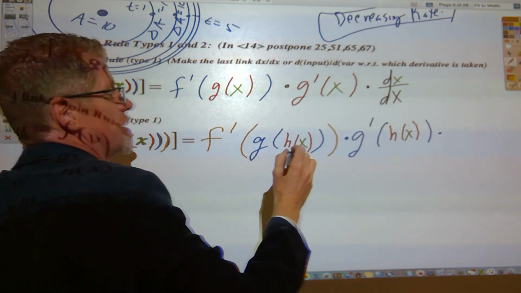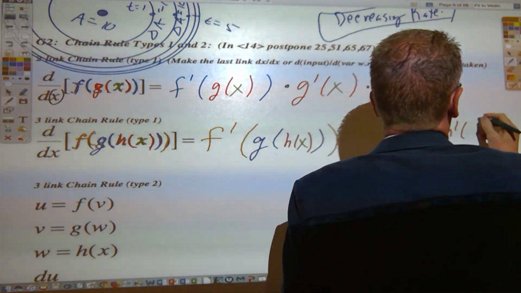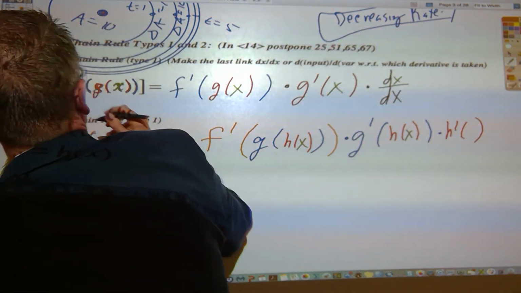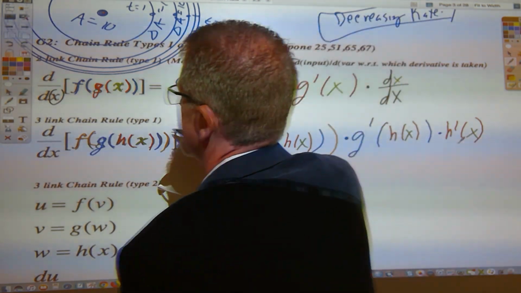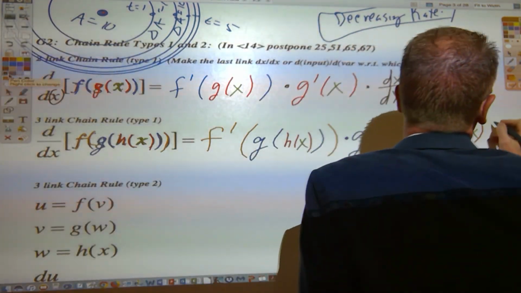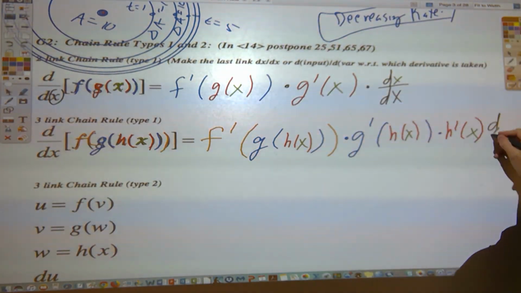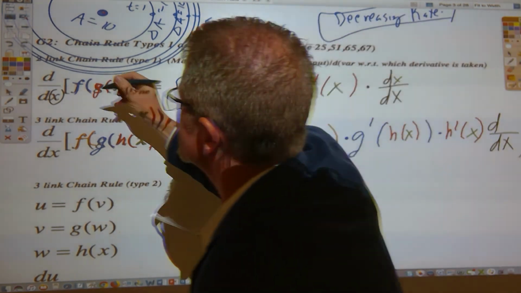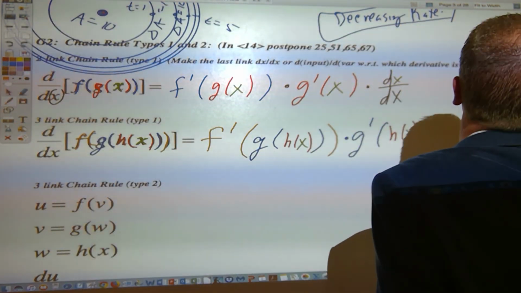Yeah. And then, is this the end of the problem? No. What is the last link in the chain, class? d egg d variable. d egg dx. You got the idea. It's the derivative with respect to x of the egg.